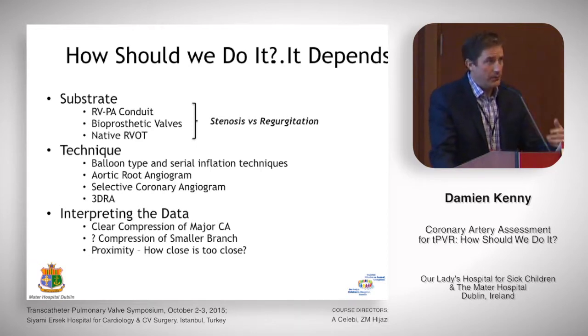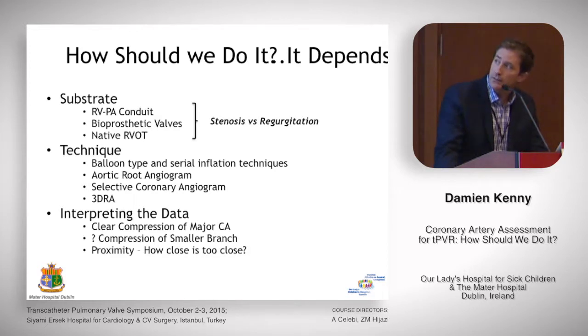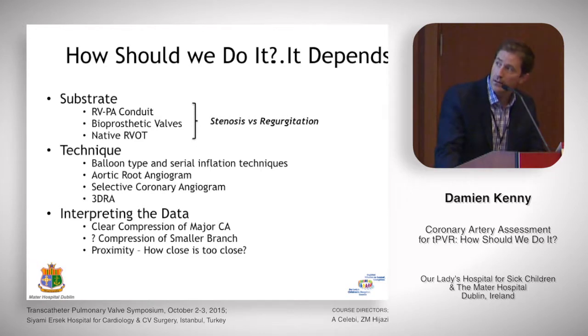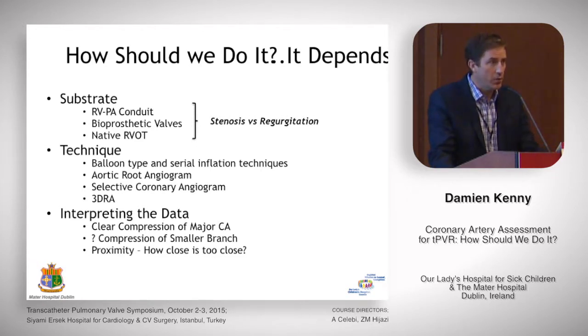As well as the substrate, then we have the technique. What technique should we be using? What type of balloon should we be using? And whether we should be using serial inflation techniques or not. Should we be using aortic root angiography or selective coronary angiography? Each has potential risks, well, benefits and downsides. And then is there any new evolving technology that might help us to evaluate whether the coronaries are at risk or not? And then finally, how do we interpret the data? Once we've got it, we need to be able to make a call on it.